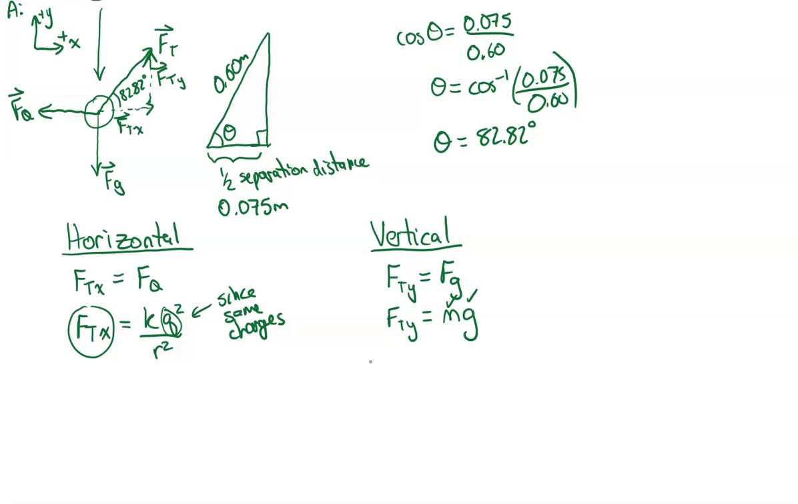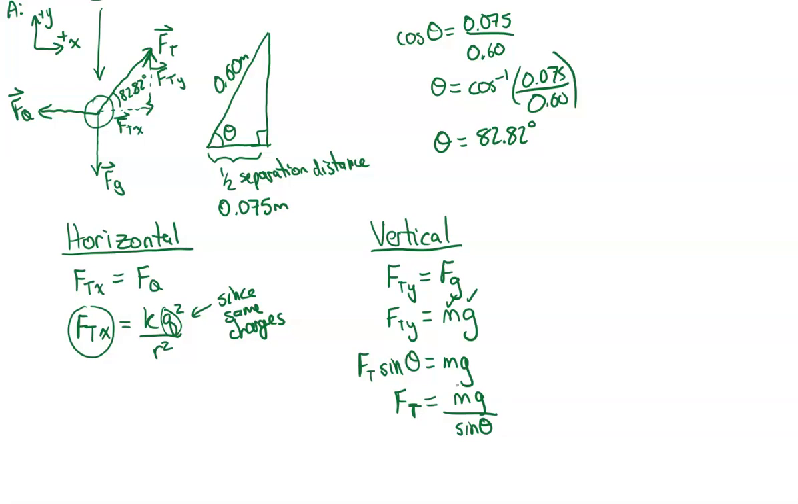I'm going to start with Fty. Fty is, if you look at this, the opposite side to the angle of 82.82 degrees. So we have an option of sine or cos. The opposite side is the one we're after, so that's going to be sine. So this is force of tension times sine of our angle, opposite over hypotenuse, is equal to mg. Let's take this a little bit further. We can rearrange to say it's mg divided by sine of theta. Now we have it in terms of the force of tension.